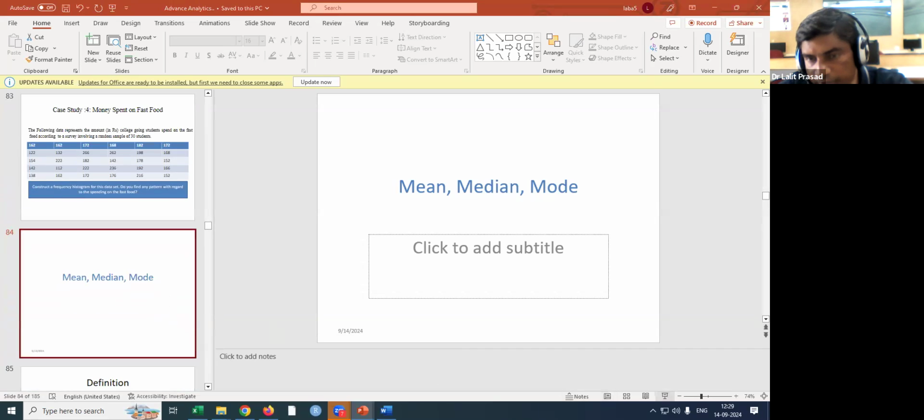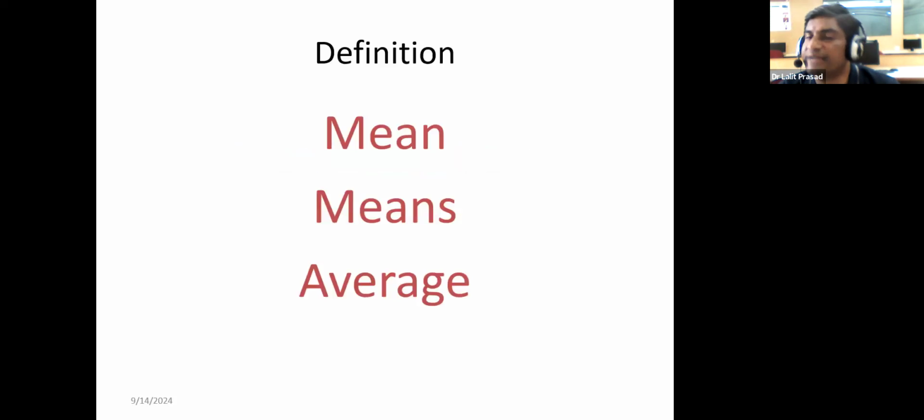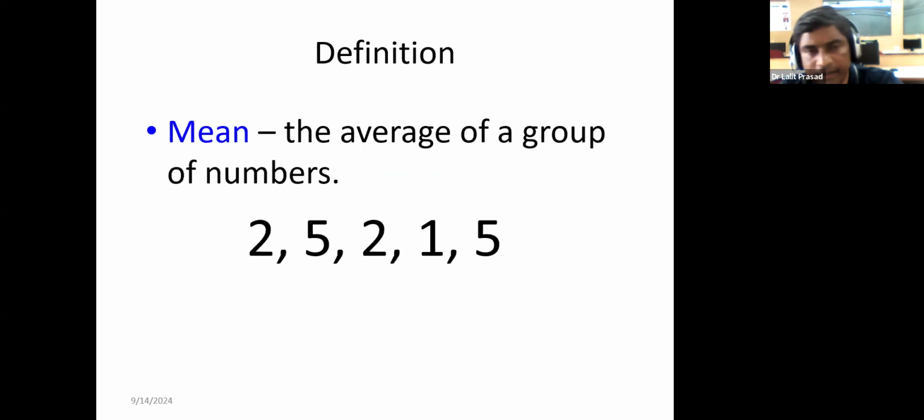So when I'm talking about the mean, median, mode, the one terminology we call it is central tendency. Okay, so what you know that mean means is the average value. Quickly, all of you know, so I am just running through it. So the average of a group of numbers 2, 5, 2, 1, 5. What will the mean value be? It is 3. We all know, divided by the number of observations.